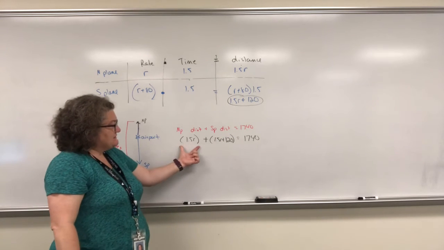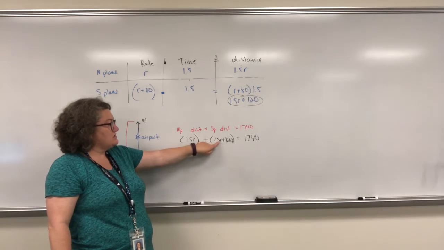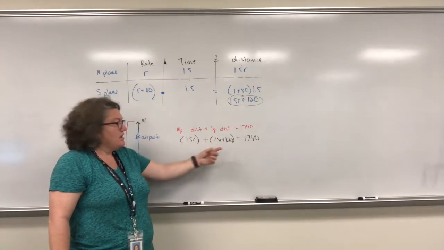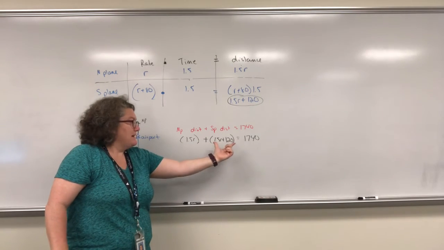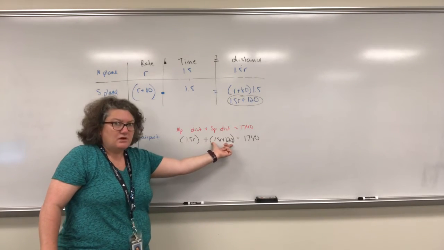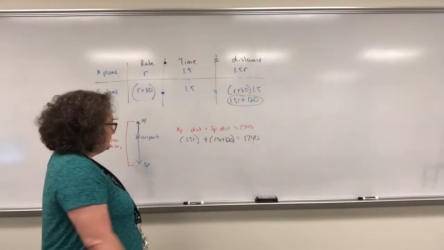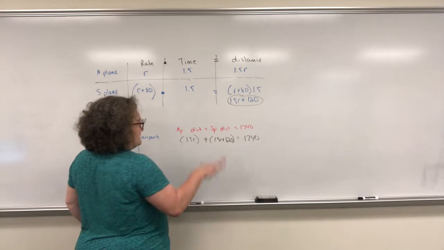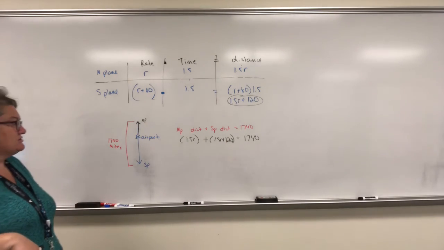Please put them in parentheses, because if not, you will think that that right there is your north and that right there is your south. But this is my north and all of that is my south. My south plane distance is 1.5R plus 120. All of that has to be my south plane. So now I can solve this. You go ahead, hit pause and solve it so you can practice that and check your answer.